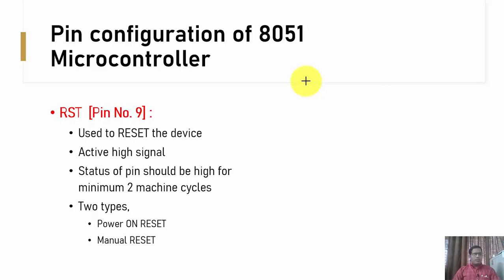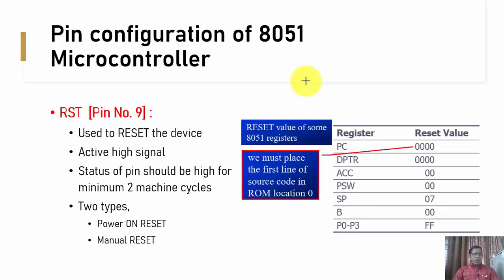Now what will happen when we reset the device? Whatever internal blocks are present, like the program counter, data pointer, accumulator, program status word, stack pointer, B register and the rest of the ports, that is P0 to P3, their status is shown in this table.